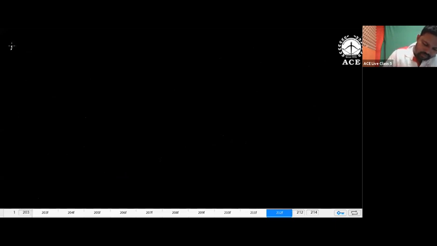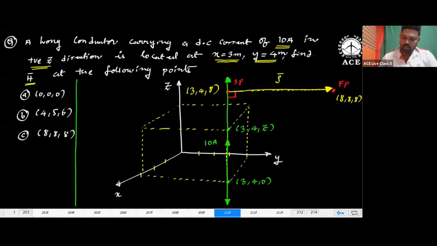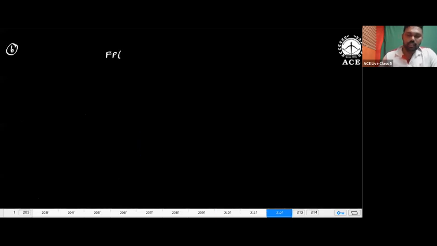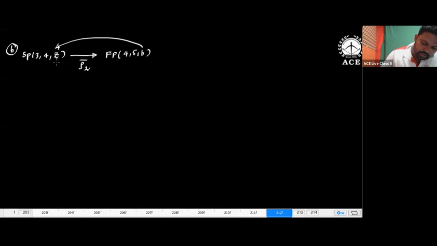Second part of the question. What is the field point? 4, 5, 6. Here it is 4, 5, 6. What is the source point? 3, 4, z. I want to get a perpendicular distance vector. Here it is rho 2. To get a perpendicular distance vector, I should maintain the same z value here. That's it. Now the rest of the thing you can do.